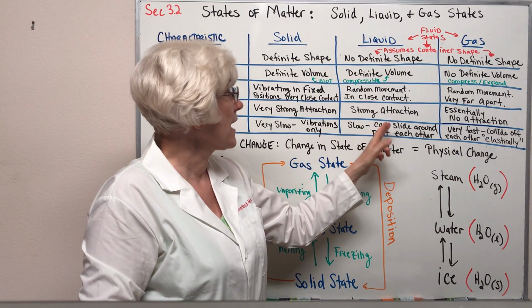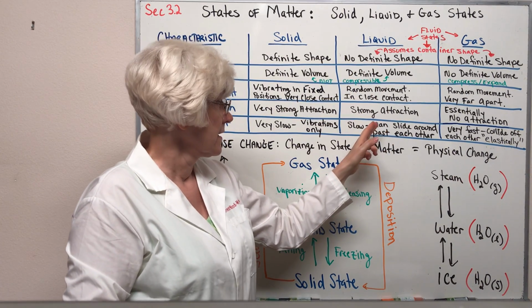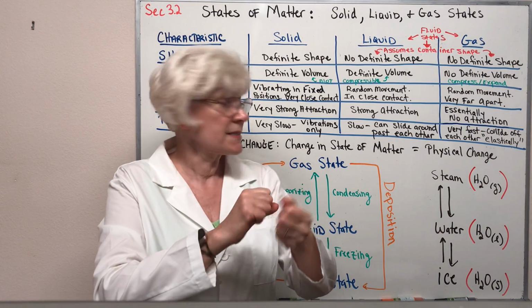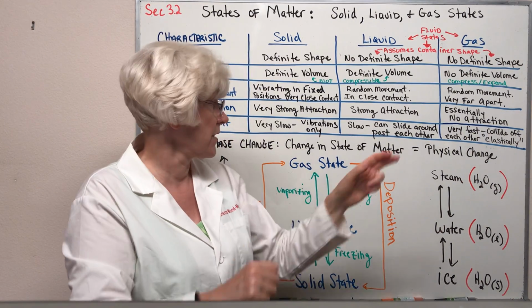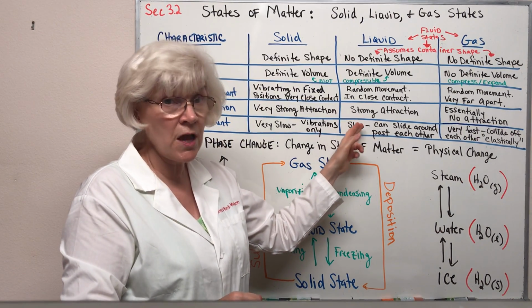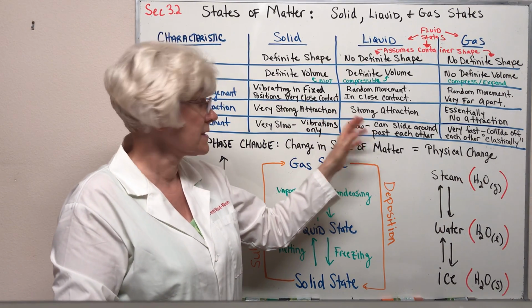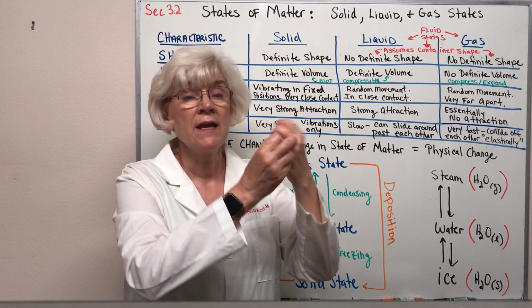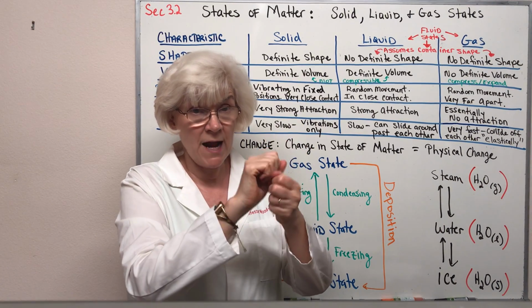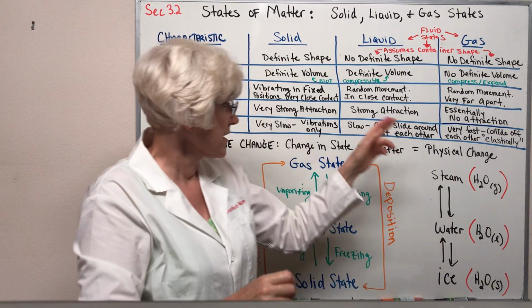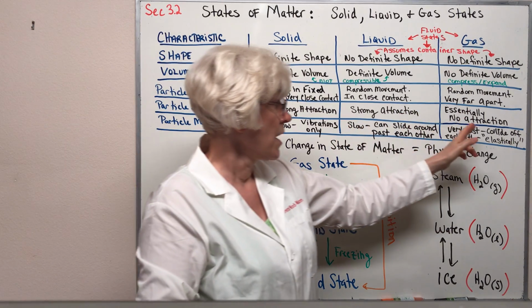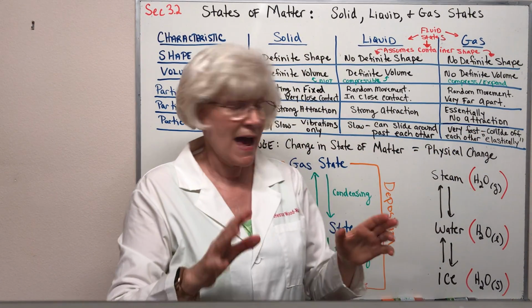If we're looking at matter in the liquid state, the particles can slide around past each other, but their movement is slow movement, right? So a little faster than solids, but still slow movement, able to move and slide around past each other. And of course, I'm saying slow relative to gases.